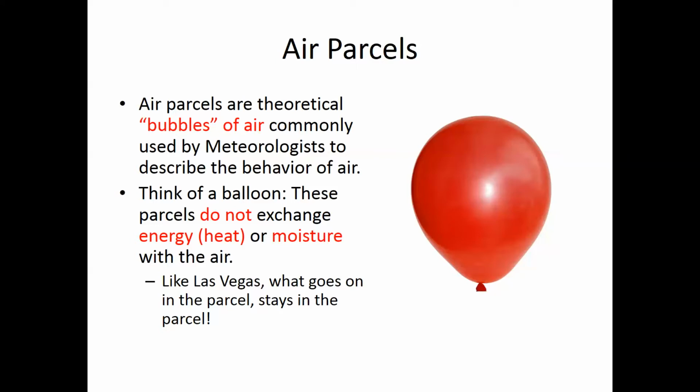Now, one of the things that's really important about these parcels of air is they're isolated from the rest of the atmosphere, meaning they don't have any connection, any link to the outside atmosphere. It's the parcel and the outside atmosphere. And as a result, these parcels don't exchange anything with the outside atmosphere. They don't exchange heat, they don't exchange moisture. And I call that the Las Vegas rule. Basically, whatever happens in the parcel stays in the parcel.